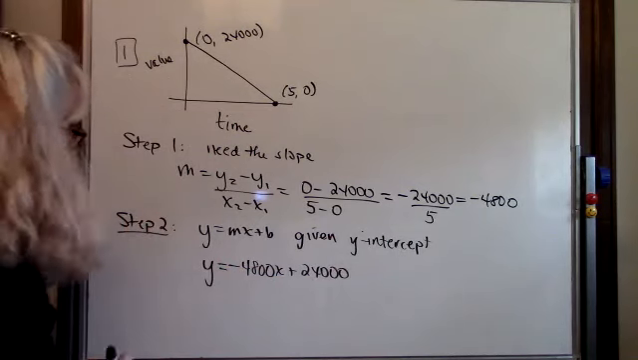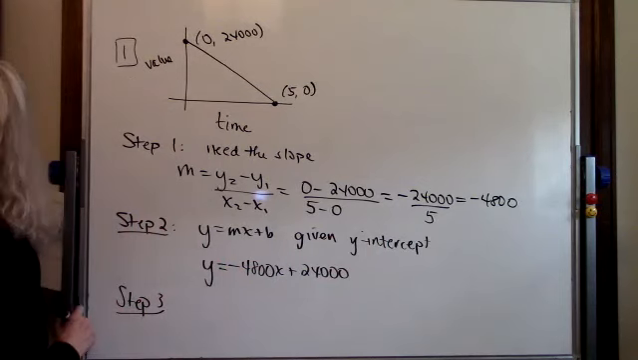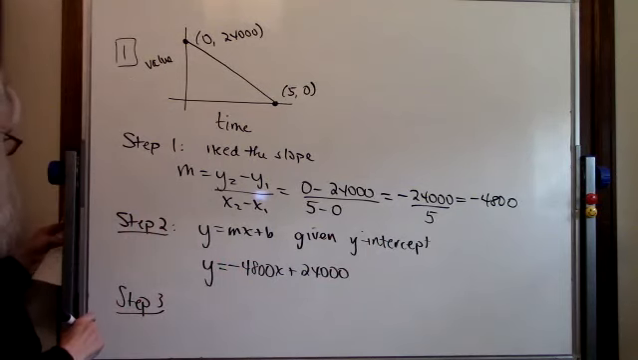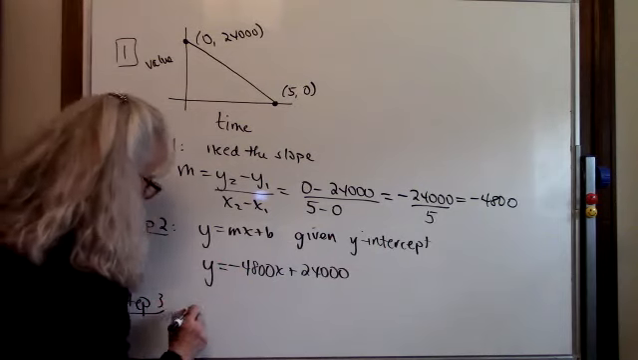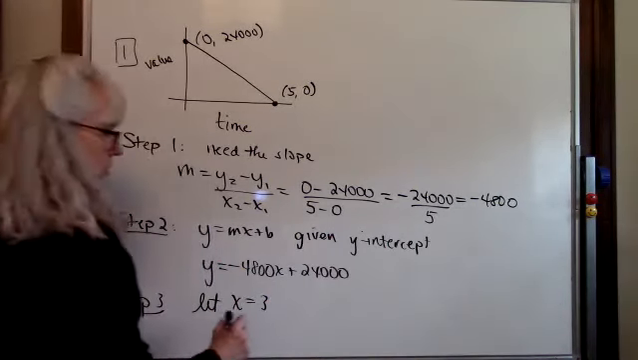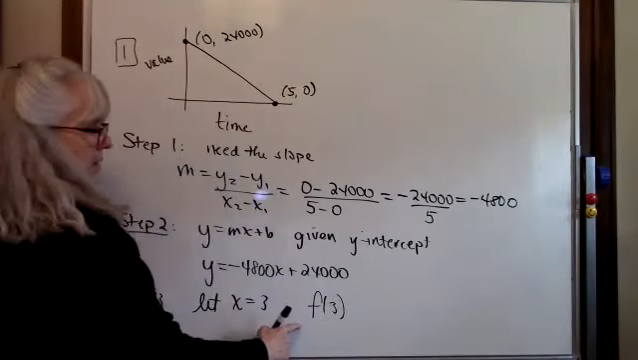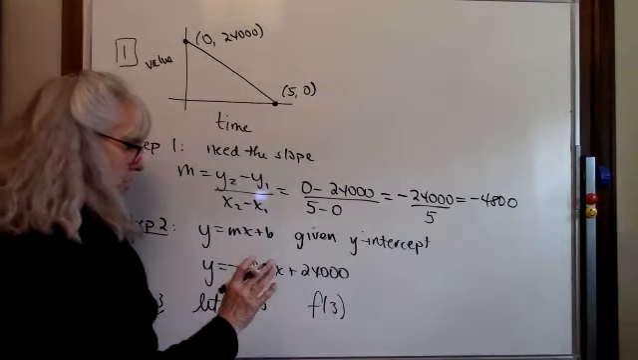So now if you tell me a year, I can tell you what the car is worth to this company. So step 3 on that problem, we're going to let x equal 3 years. We want to know what the book value is at 3 years. So we're going to let x equal 3 and plug it into our function or our equation. So again, what we're really finding is f of 3. Notice how I wrote that as a function now, just to remind you.